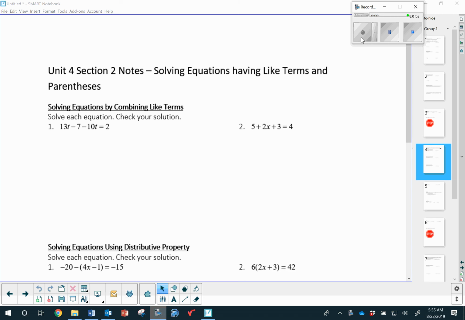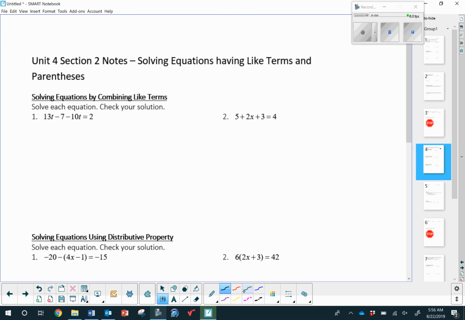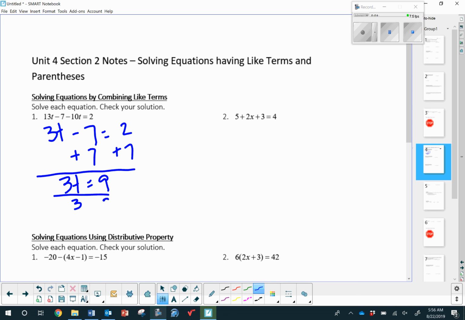13t minus 7 minus 10t equals 2. So I know that I can combine 13t and negative 10t. So that, my friends, is going to be 3t. Then I have 3t minus 7 equals 2. Now we have the same type of equation we had in section 1. I'm going to add 7 to both sides to isolate my variable. I have 3t equals 9. When I divide both sides by 3, I get t equals 3.